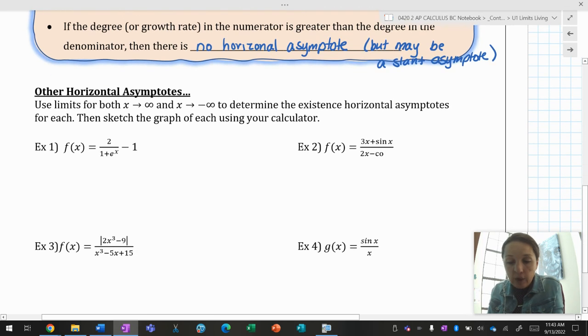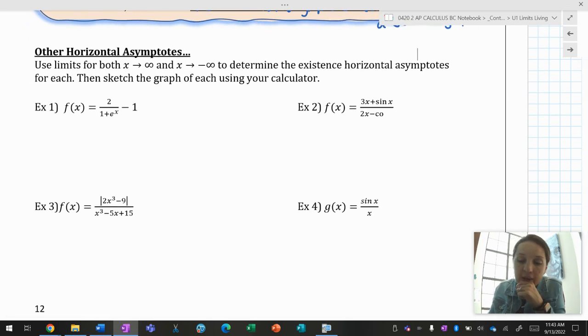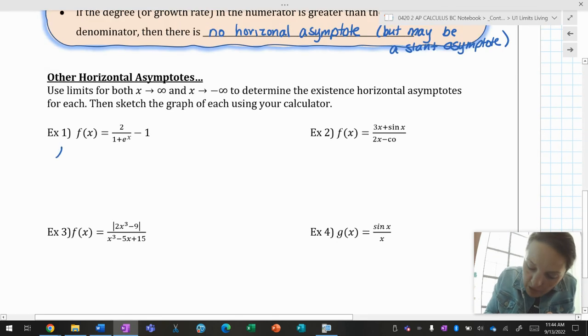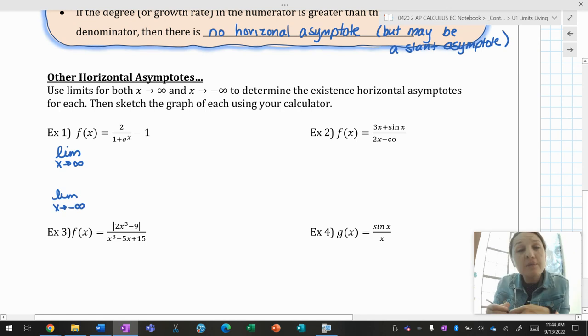So now let's just look at a couple other horizontal asymptotes. So here are non-rational functions. What do we do? Well, if we want to find the asymptotes for these, I'm going to take the limit as x approaches infinity and the limit as x approaches negative infinity and evaluate them separately. So 2 over 1 plus e to the x, minus 1.